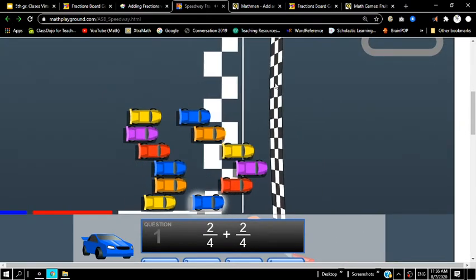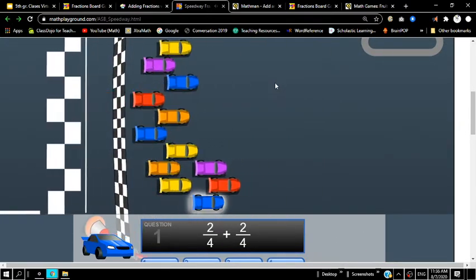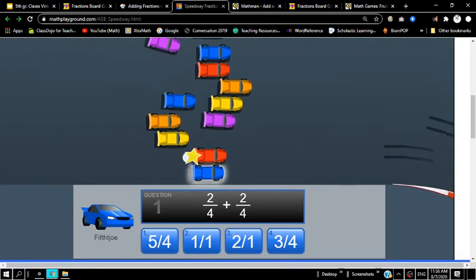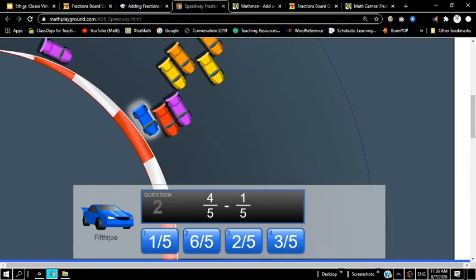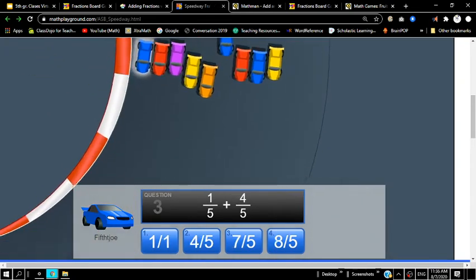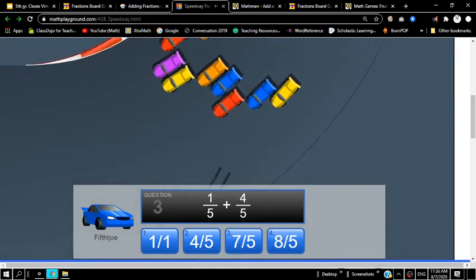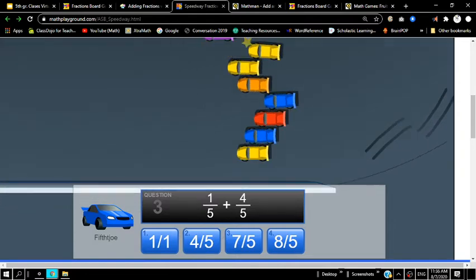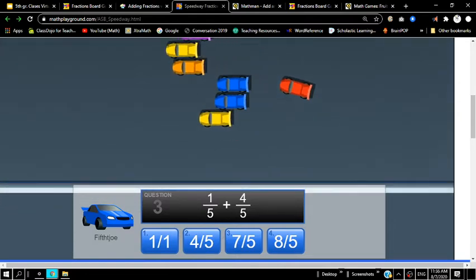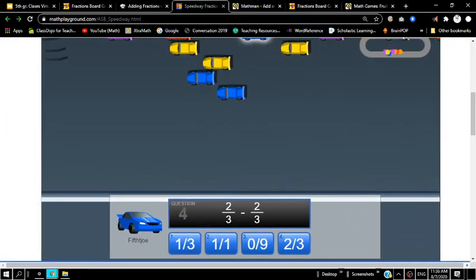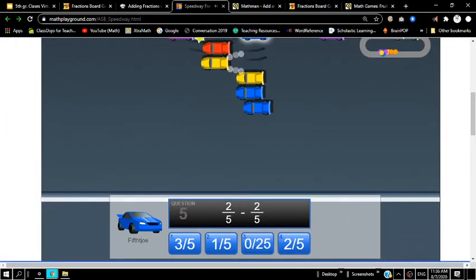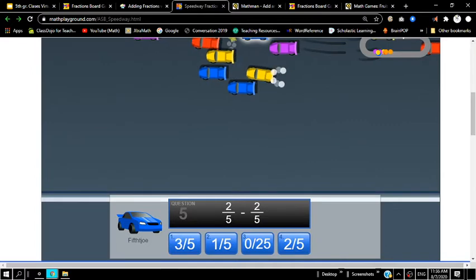All right, 2/4 plus 2/4 equals 4/4, which is the same thing as 1/1. 4/5 minus 1/5 equals 3/5. 1/5 plus 4/5 equals 5/5, which is the same thing as 1. 2/3 minus 2/3 is the same thing as 0/3, or 0/9. It's the same number. 2/5 minus 2/5 equals 0/5.